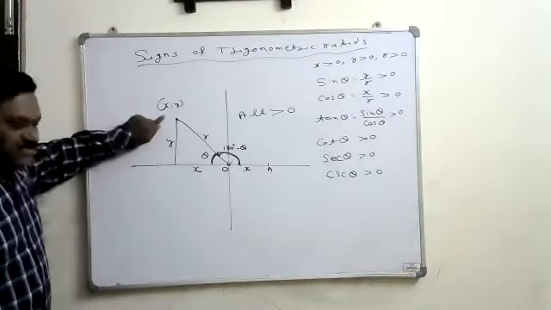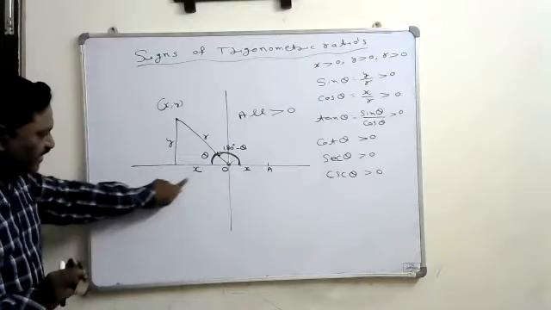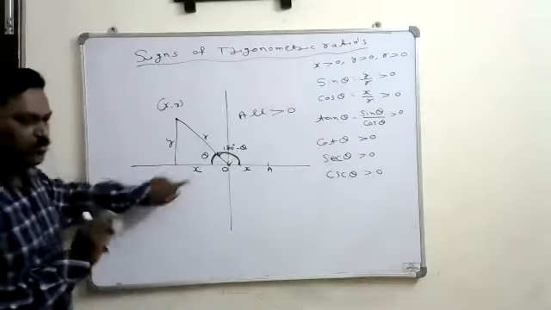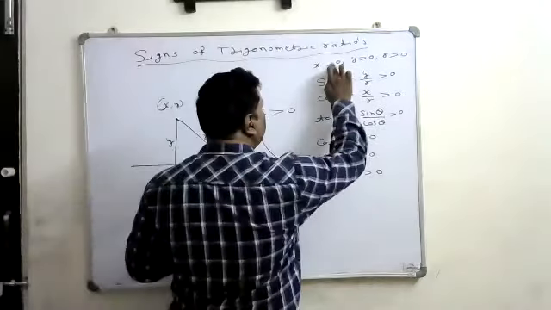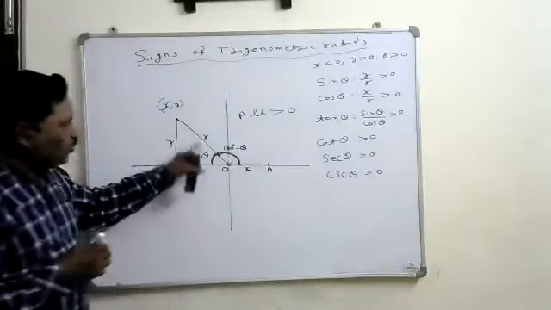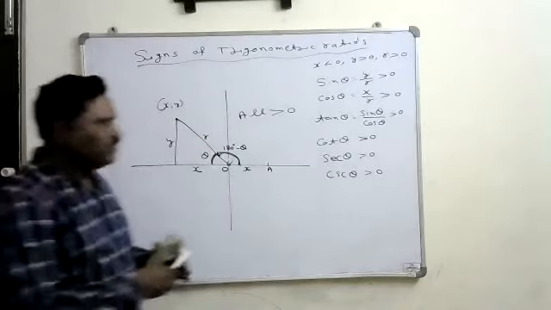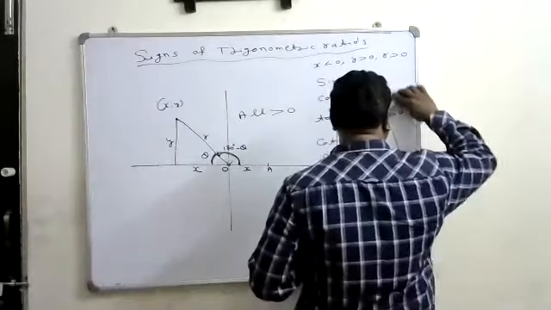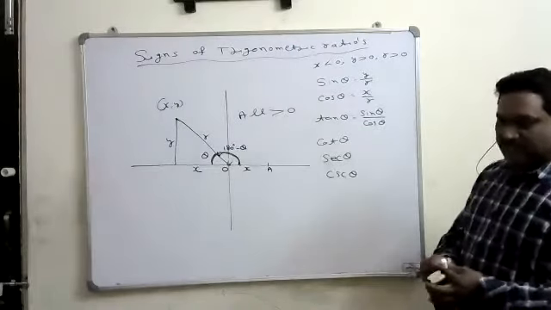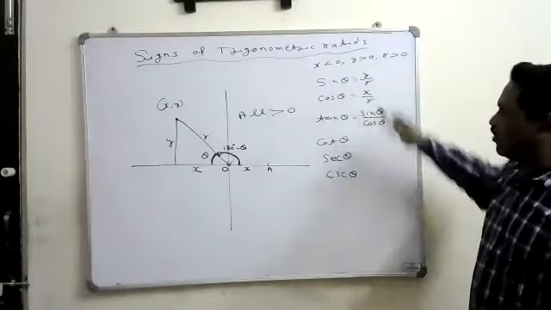Now, since this is a point in the second quadrant, this is the negative x-axis, where x is negative. X is negative, but y is positive, and r is always positive because it is the distance. Now look at the signs. Sin theta is y by r. Y positive, r positive, positive upon positive is positive.